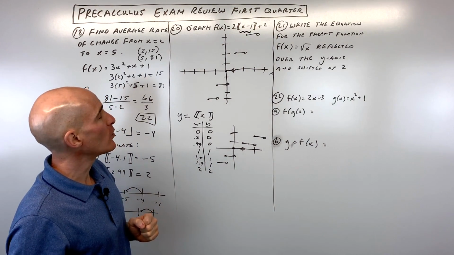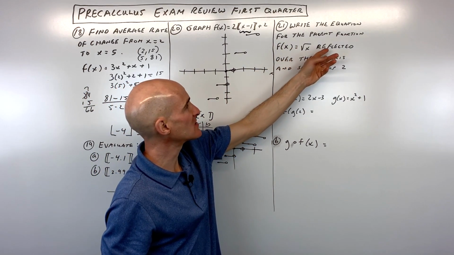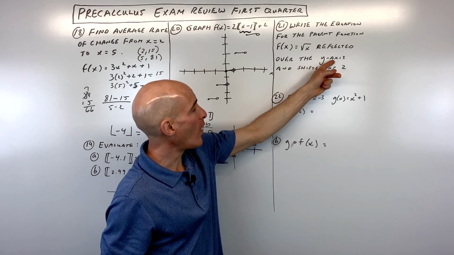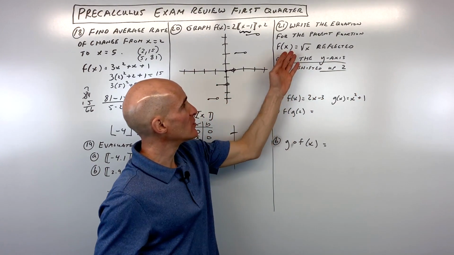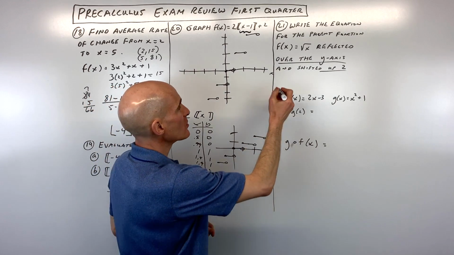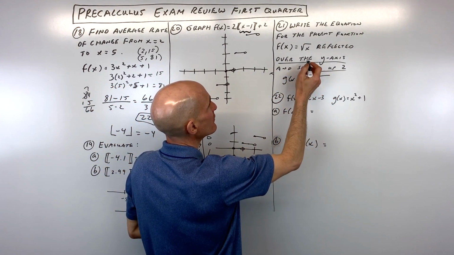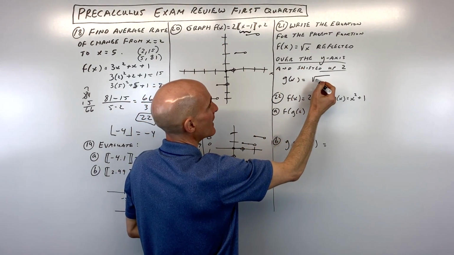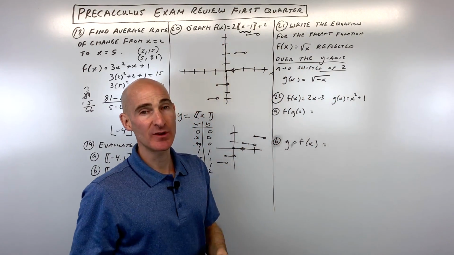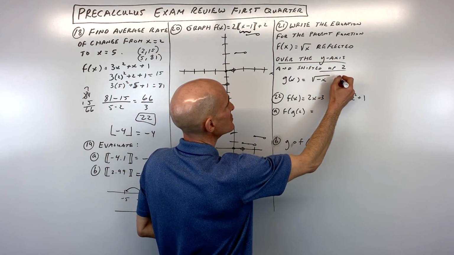Okay, so for number 21, it says write the equation for the parent function f of x equals square root of x when you reflect it over the y-axis, and then you shift up 2. So what would be the new equation here? Well, let's call the new equation g of x. And what's happening is when you reflect over the y-axis like this, the x-coordinates are going to have the opposite sign. So it's going to be multiplied by -1, so negative x. And then when you shift up 2, this is going to be plus 2.